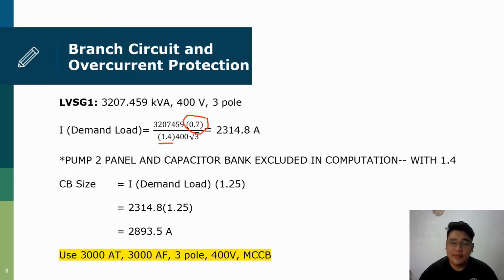Why do we need to multiply by 1.25? The additional 25% is for the protection of the circuit breaker. So 2314.8 times 1.25 gives us 2893.5 amperes. We will use a circuit breaker with 3,000 ampere trip, 3,000 ampere frame, 3 poles, 400 volts, and a molded case circuit breaker again.